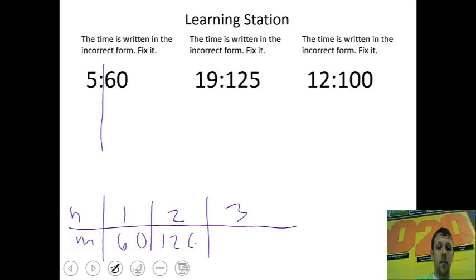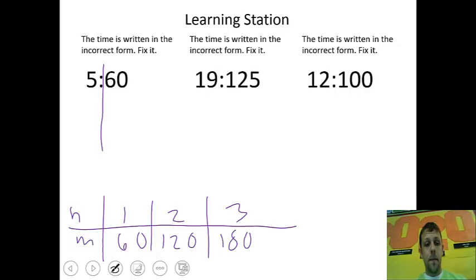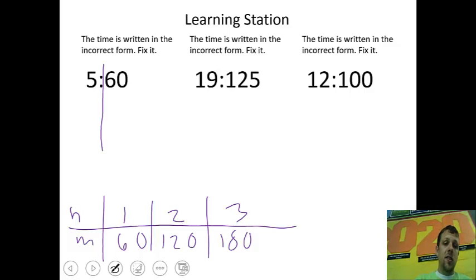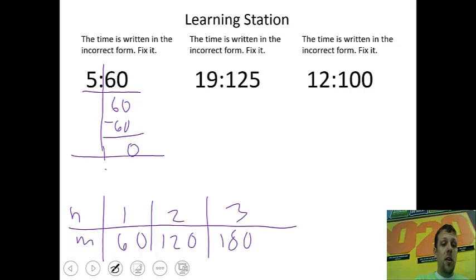6, 12, 18. Alright, I noticed that this time is written incorrectly because 560 is not a real time. But I do know that 60 minutes equals 1 hour. So I'm going to say, okay, well if I have 60 minutes and I subtract 60 minutes, that'll give me no more minutes on this side. So I know this is actually going to be 0 minutes on this side. But because I took 60 minutes away, I need to add it over on this side.